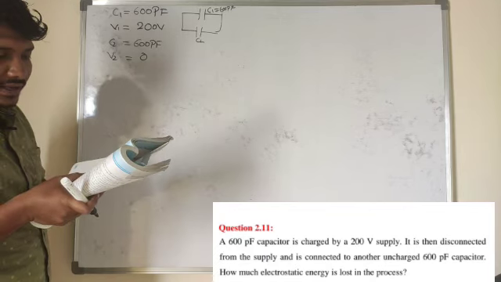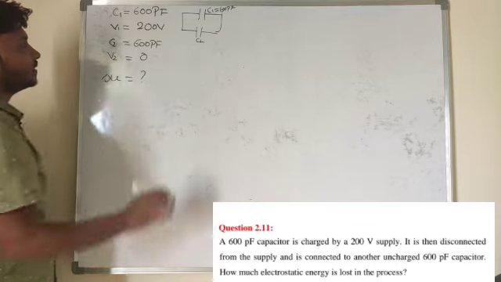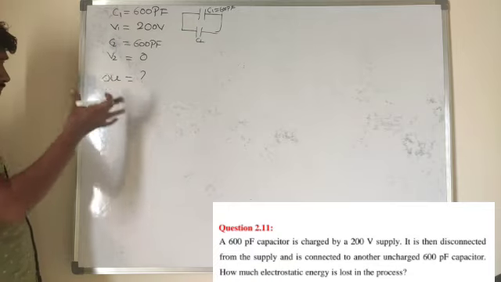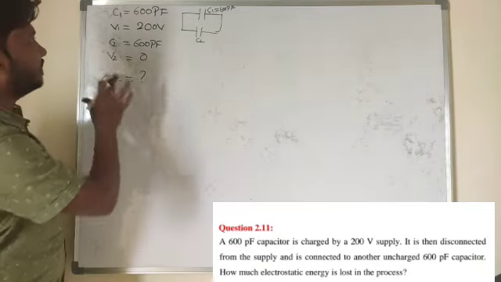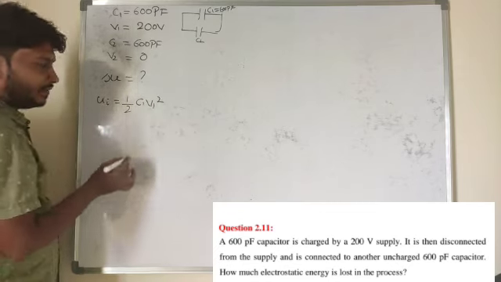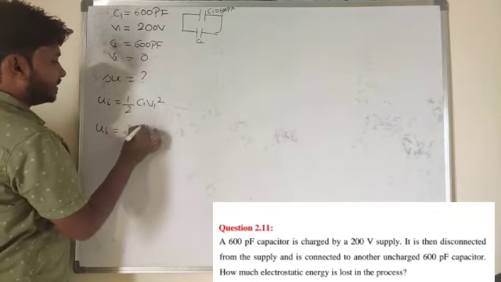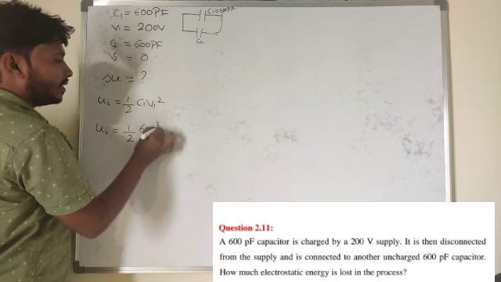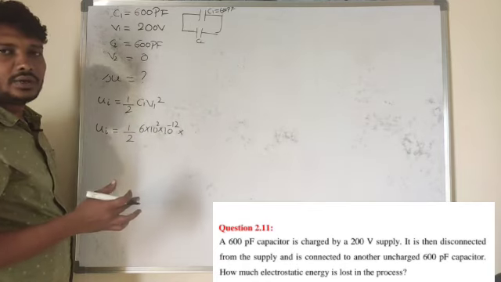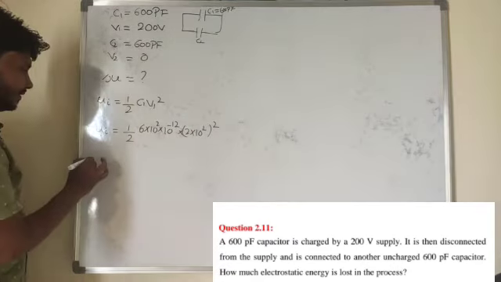How much electrostatic energy is lost in this process? So which thing do I need to find out here? How much electrostatic energy is lost in this process? I have a direct formula, or you may solve by the usual method. For example, initial energy stored is half of C1 into V1 square. So C1 value is how much? 600, so 6 into 10 to the power of 2. Pico means 10 to the power of minus 12. V1 means 200, 2 into 10 to the power of 2, so 2 into 10 to the power of 2 whole square here.